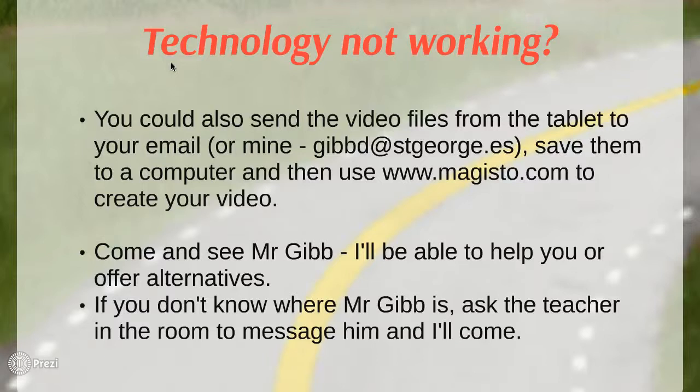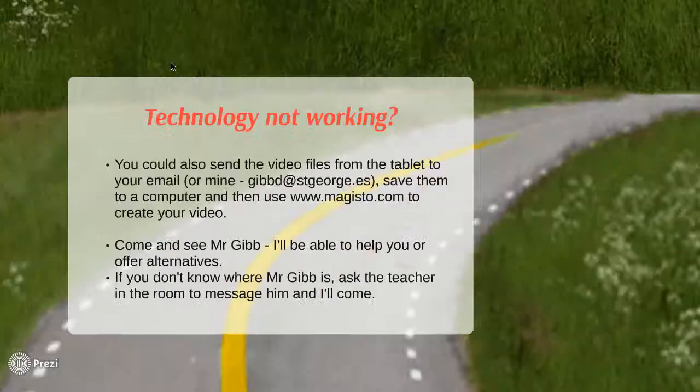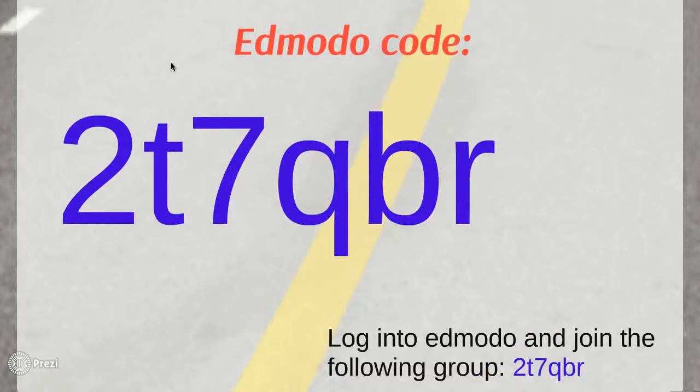Come and see me if there's any problems with technology at all, and if you can't find me, ask a teacher to message me. Okay, this is your Edmodo code: 2 small t 7 small q b r. Log on to Edmodo and add that group, and ask somebody to show you if you don't know how. Join that group, and you will be able to see all these resources and information on there.